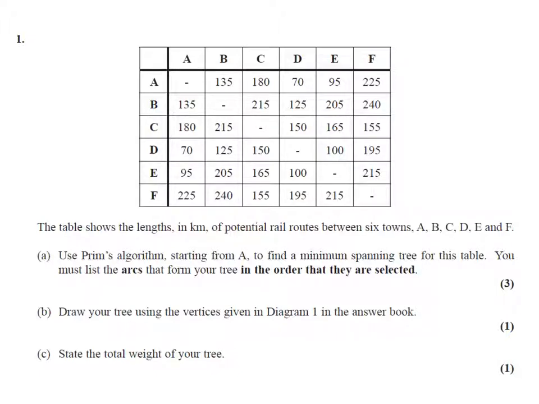Right, here we have a table showing the distances between 6 towns, A, B, C, D, E and F. And what we need to do is to use Prim's algorithm to find a minimum spanning tree.